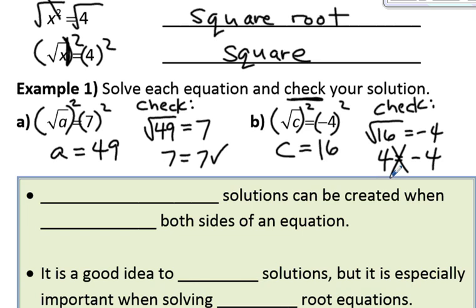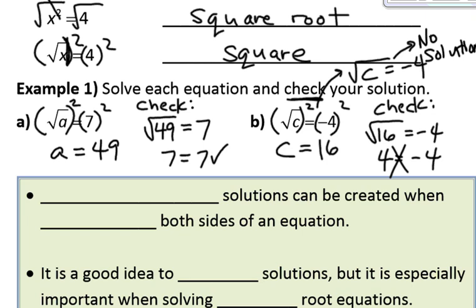If you have the square root of something and it equals a negative number, that's not going to happen, because once the square root has been taken, you can only get a positive answer. So this case would actually be no solution. This is one of those cases where I could solve part b and get an answer, c equals 16, but it wasn't the correct answer, because the square root of 16 is positive 4, not negative 4.